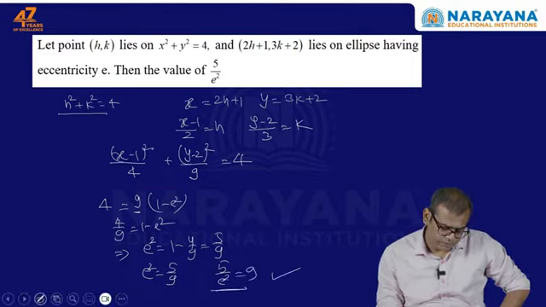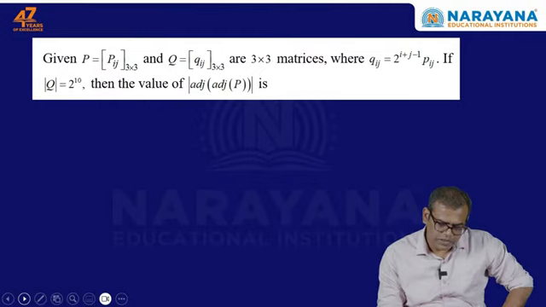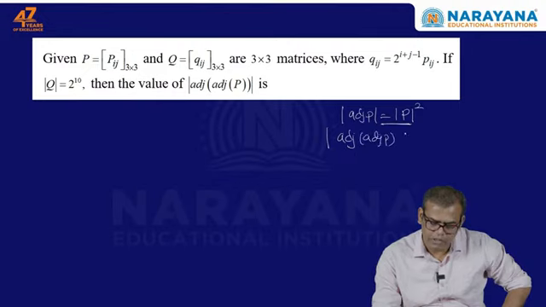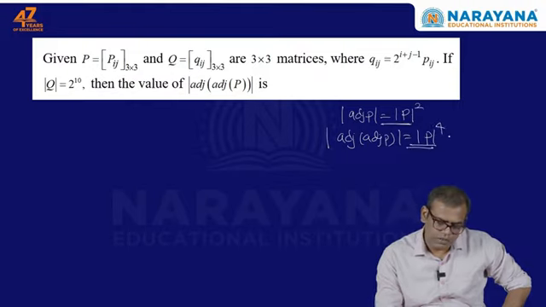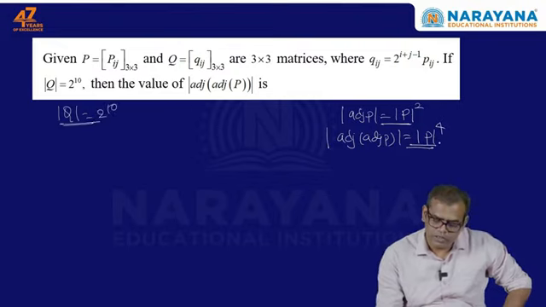Now the next question. This is a very popular concept. Do you know this one? It is one result we know. Determinant of adjoint of P will be determinant of P to the power of the order of the matrix minus 1, that is 3 minus 1, so 2 will come. And again, if you take determinant of adjoint of adjoint of P, it will be determinant of P to the power 4. And the given information is determinant of Q is 2 to the power 10. So try to establish the relation between determinant of P and determinant of Q.